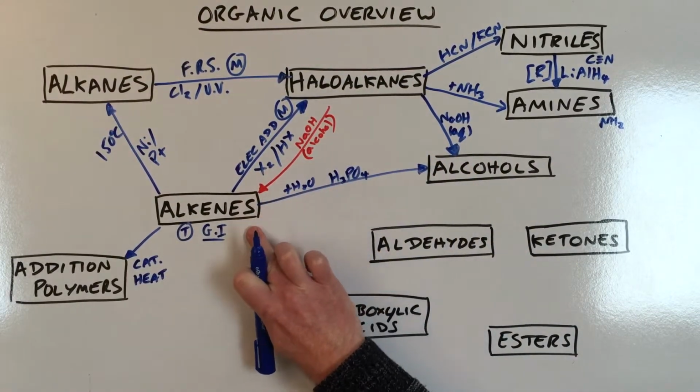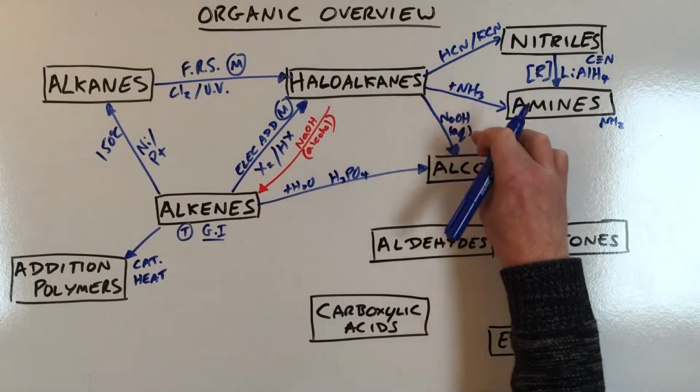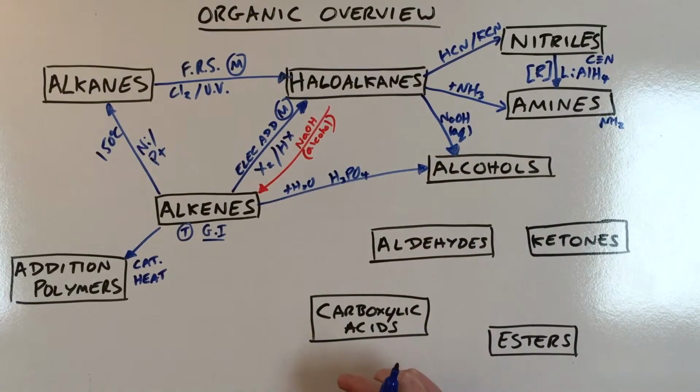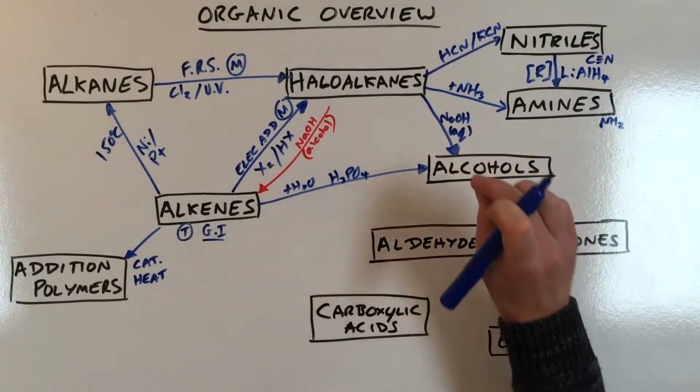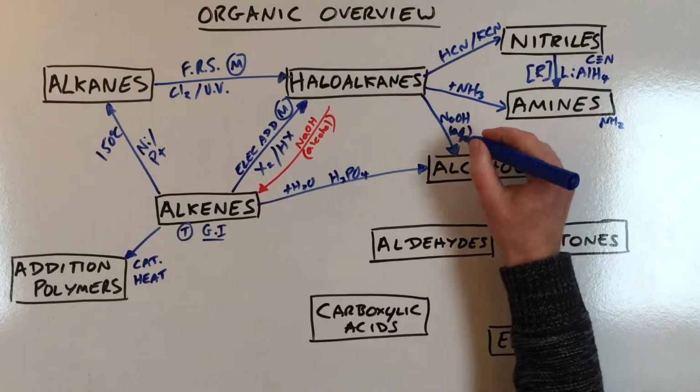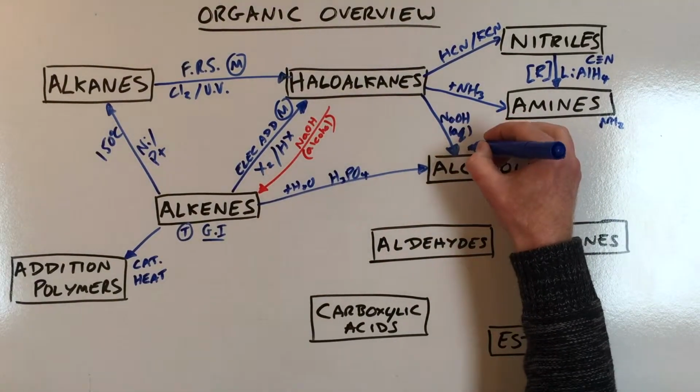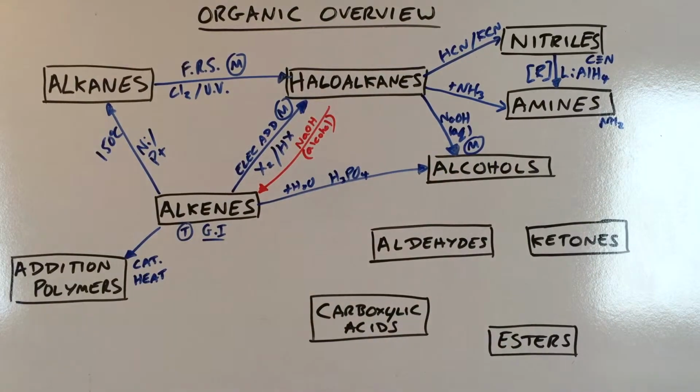Alcoholic NaOH gives you the alkene. Aqueous NaOH gives you the alcohol. Now, of course, that's heat as well, and that is nucleophilic substitution. So you do need to know the mechanism for that, ladies and gentlemen. You do need to know the mechanism for that.